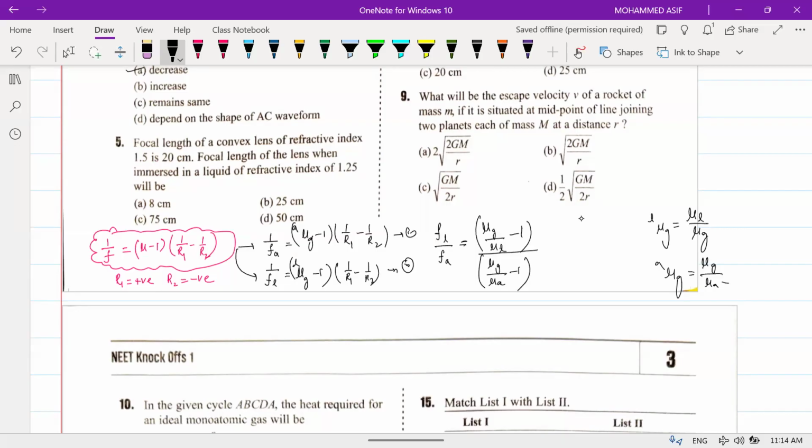The refractive index of the convex lens is 1.5, and we need the focal length of the lens when it is immersed in a liquid of refractive index 1.25. The focal length in air is given as 20 centimeter. We need the focal length in the liquid. So it is 20. The refractive index of glass is 3 by 2, so it is 1.5 divided by 1.25 minus 1, divided by glass 1.5, air is 1, minus 1. See how much I'm getting here?